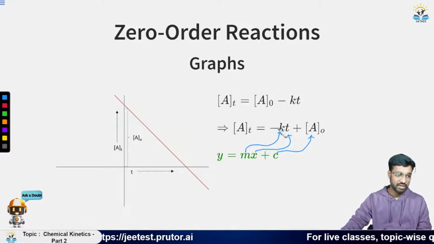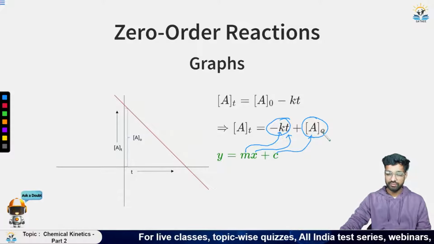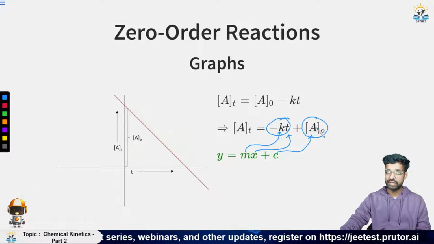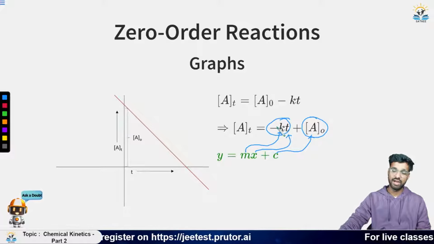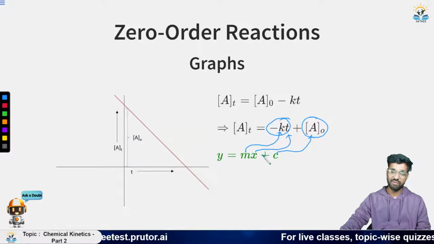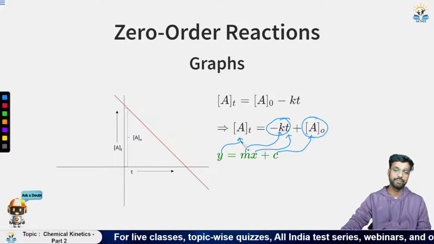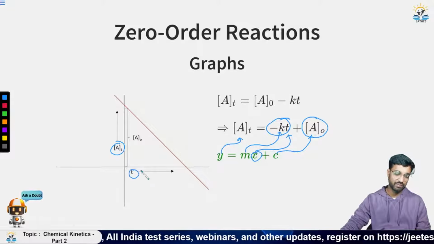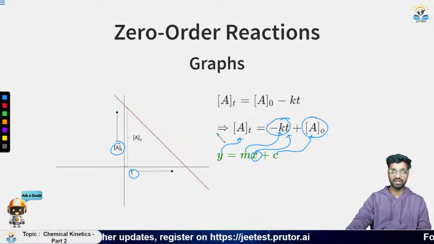Now children get confused about which term should be taken as mx, whether this one or this one. Since we have an addition of these two terms, you have to find the term which has a constant value. You can see very clearly that this value is constant, so we will take this as c, and the remaining term we will take as mx. Now we are plotting a graph of y against x, so y will be At and x will be t, that is time. So we are plotting a graph of the change in concentration of A with respect to time.